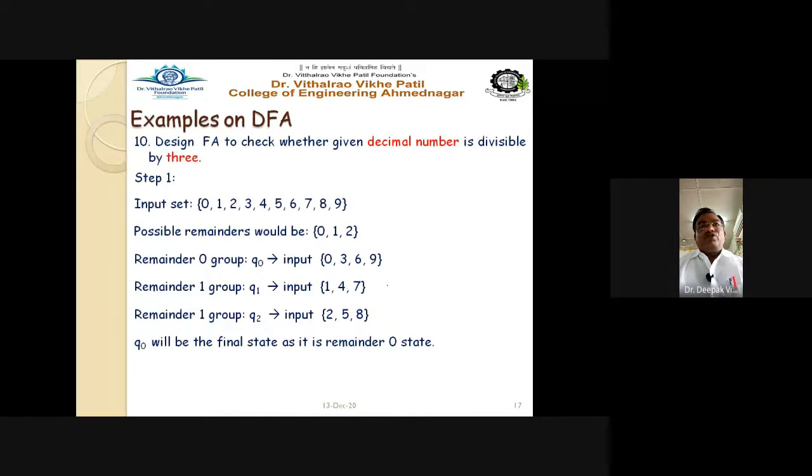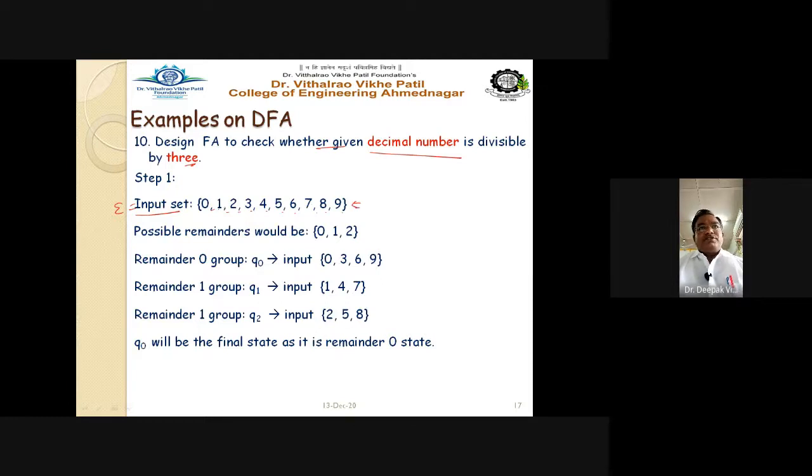Design a finite automata to check whether a given decimal number is divisible by 3. So decimal number means we have to take the input set, define the input, that is nothing but your sigma equal to {0, 1, 2, 3, 4, 5, 6, 7, 8, 9}. This is nothing but your input alphabet.